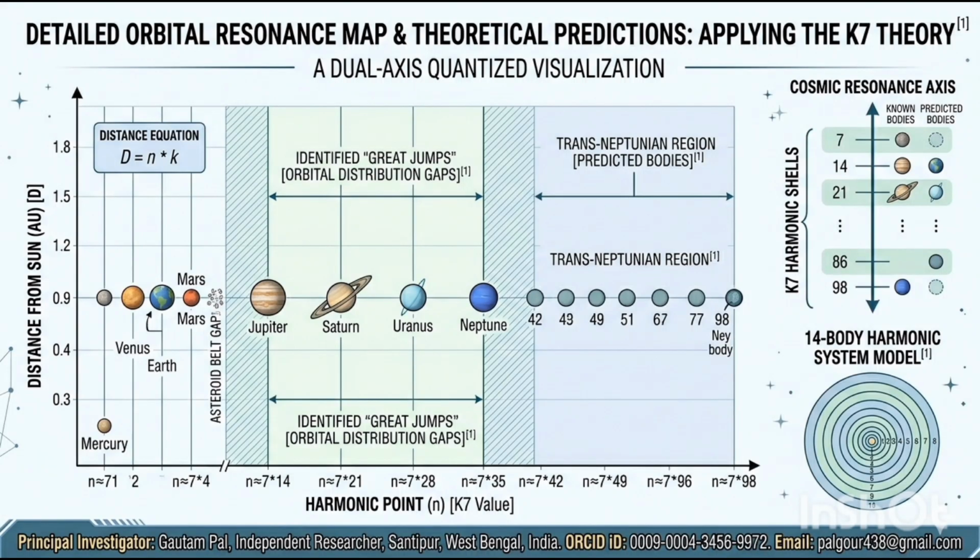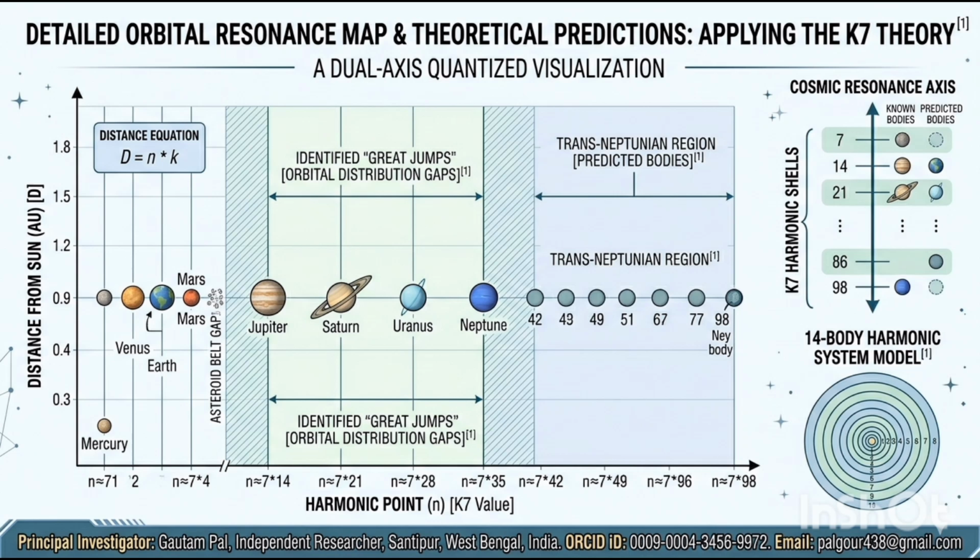So imagine for a second that our solar system isn't just some messy, random accident of colliding space rocks. Imagine it's actually a giant, perfectly tuned cosmic instrument where planets can only exist in very specific grooves. Right, like a carefully structured system. Exactly. Welcome to today's deep dive.